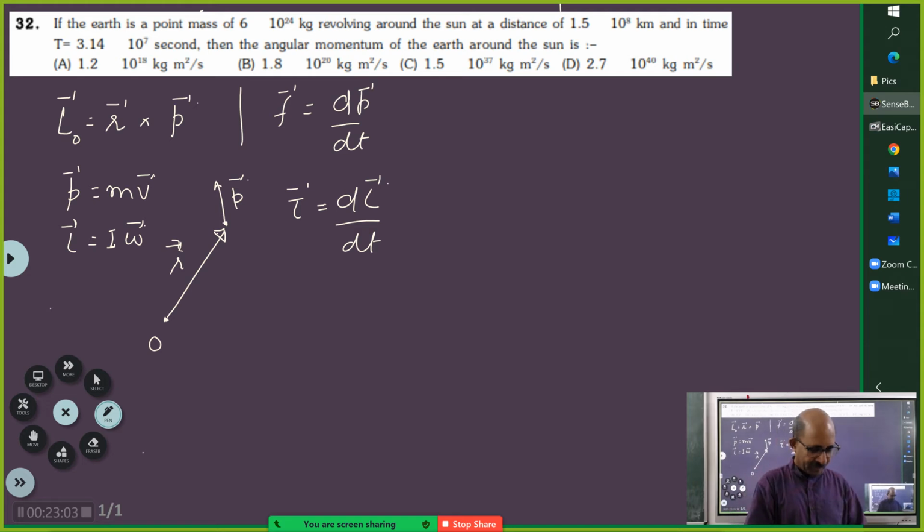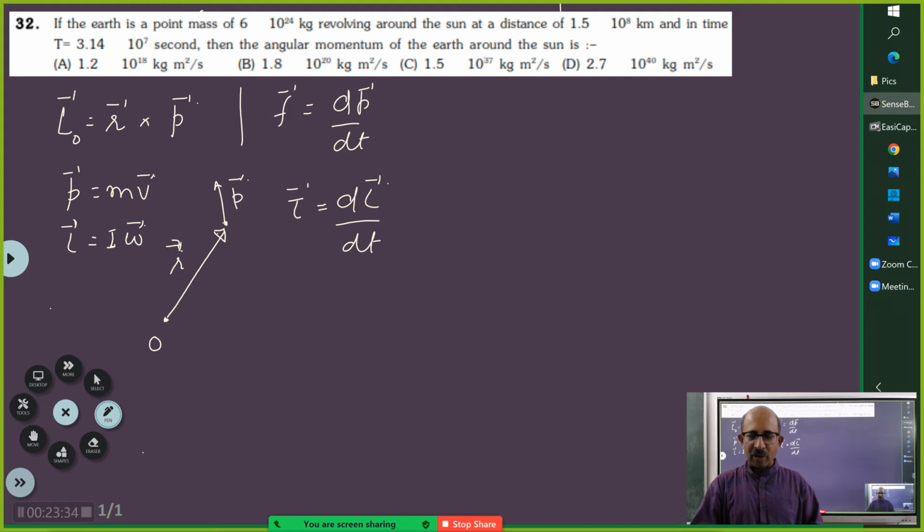I hope the sum of initial momenta of all the particles constituting the system is the same as the sum of all the final momenta of the particles constituting that system. Then we say that the linear momentum of the system is conserved. If somebody can correct him, he has missed out a very important concept here. The net external force on the system should be 0. That is the most important thing.